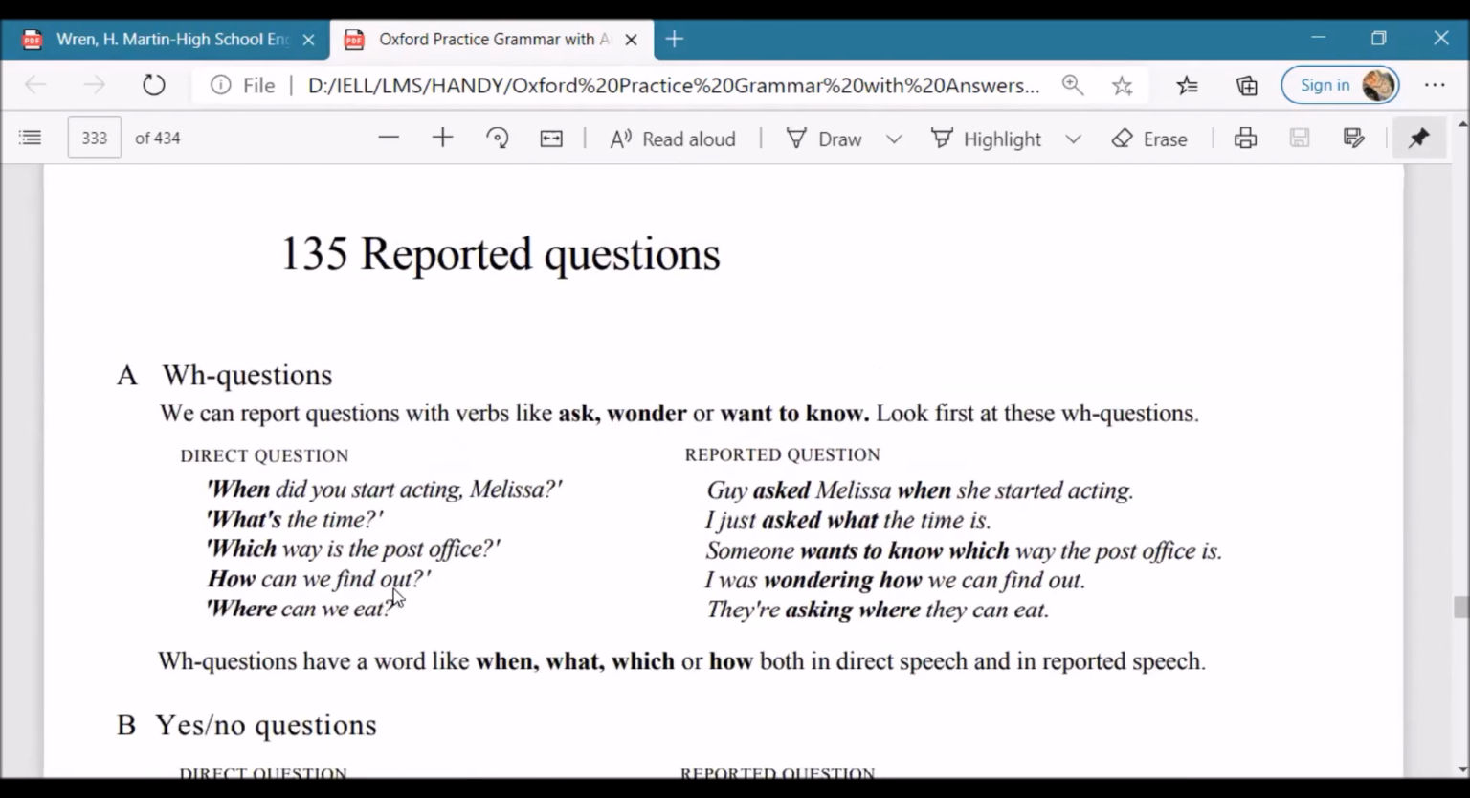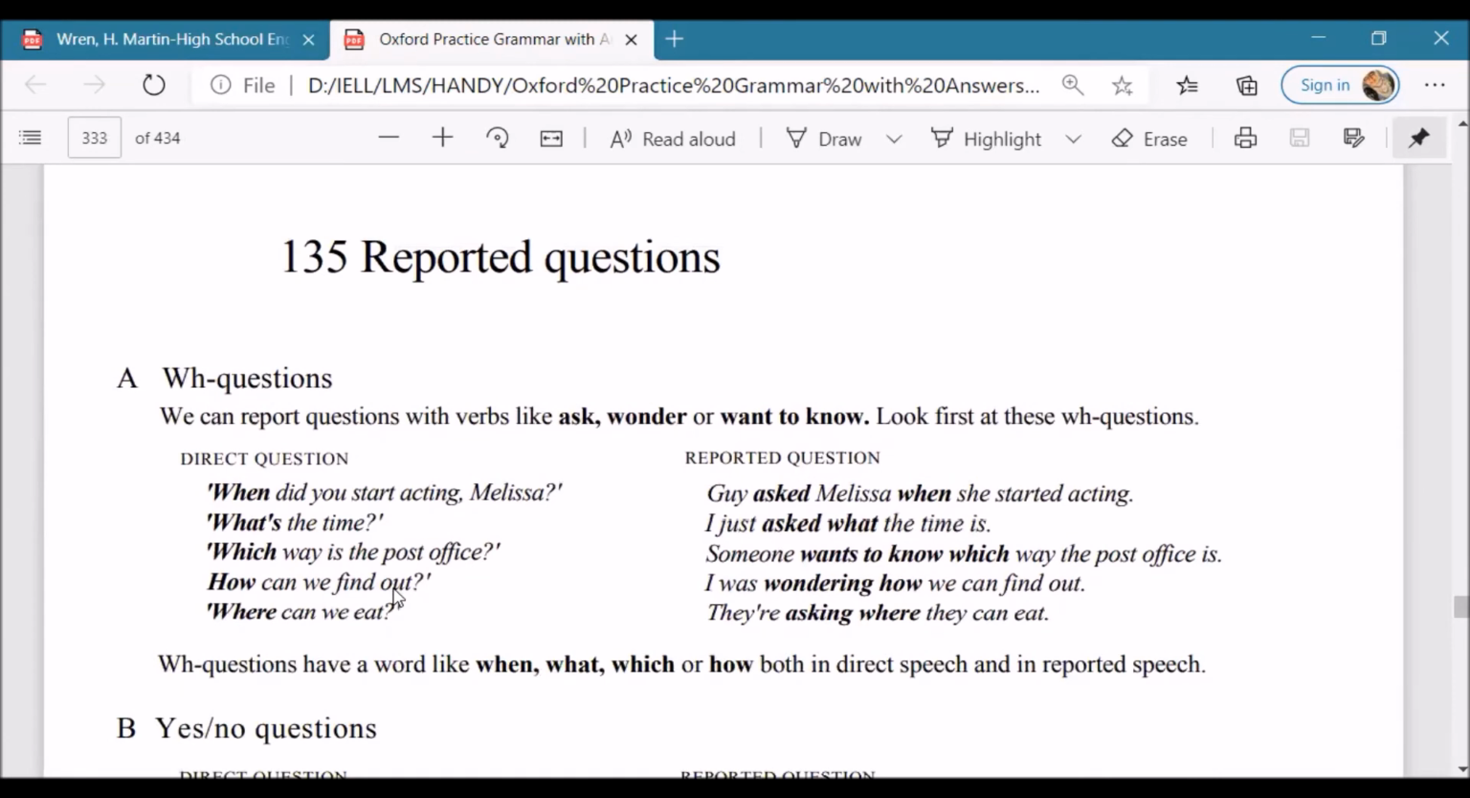Now we are talking about questions. Now questions can be a little tricky in narration, so we have to practice. So we can report questions with verbs like ask, wonder, want to know. Okay, when someone says, I want to ask you something, or I wonder this, so that's kind of a question, or I want to know.